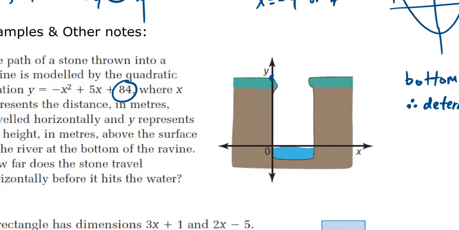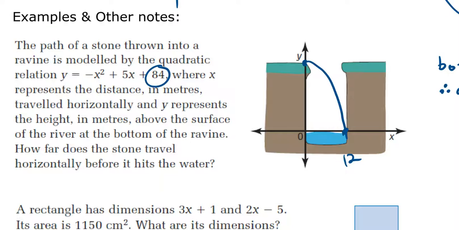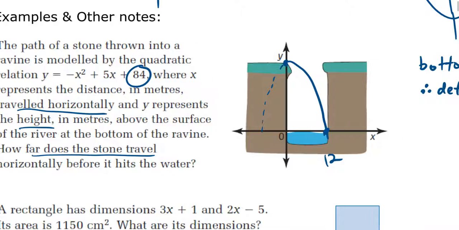So if you graph the parabola, you will see that the stone thrown into the ravine will hit the bottom at 12 before it hits the water. So it travels horizontally 12 meters before it hits the water. Now it doesn't matter on the left side of the parabola because we're not throwing it backward, we're not throwing it into the ground. It just says the stone travels horizontally and y represents the height. So we're looking at how far does the stone travel horizontally.